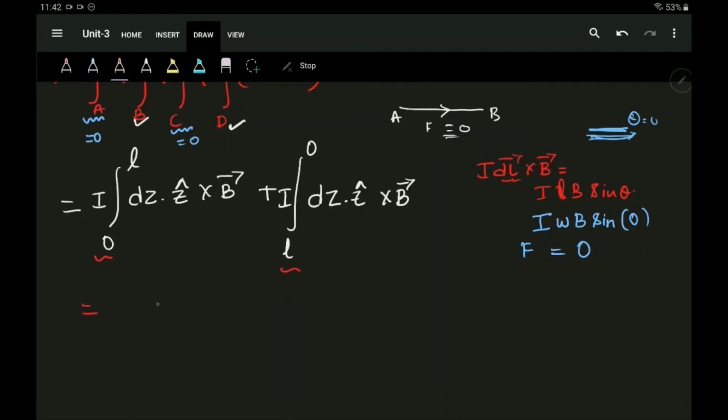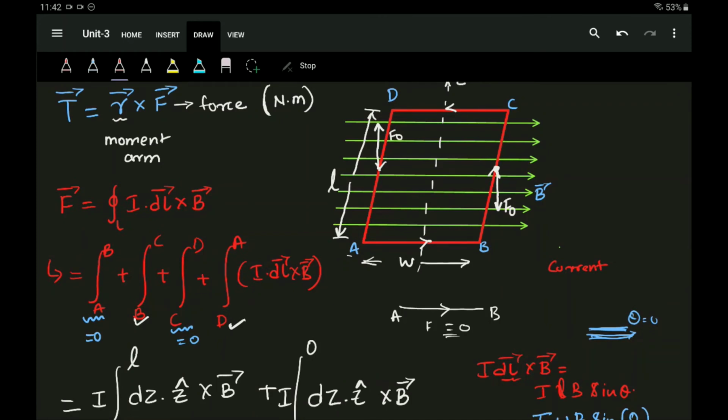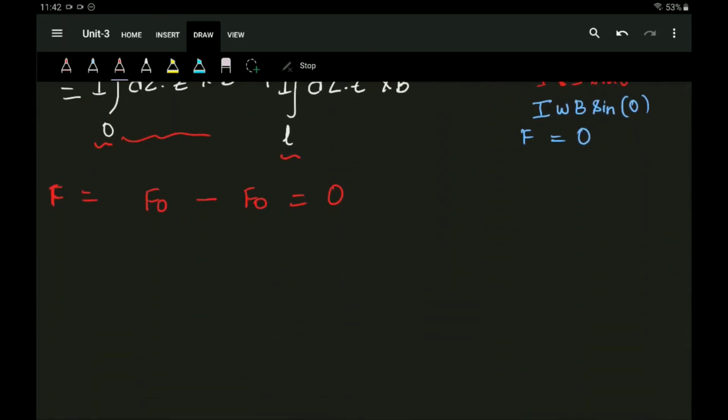So if I call the first integral simply F naught, this will be nothing but minus F naught, right? If I change the integral, this becomes minus I integral of 0 to L dz z cap cross B, which is nothing but minus F naught. So the force acting upon that particular current loop will be equal to what? Will be equal to 0, or in other words, it is in equilibrium. That's what I said. Both the forces are equal in magnitude, but they are acting opposite in direction. Hence, the net force will be equal to 0.